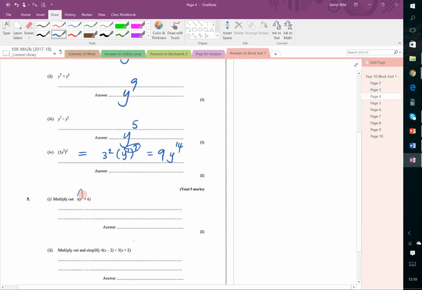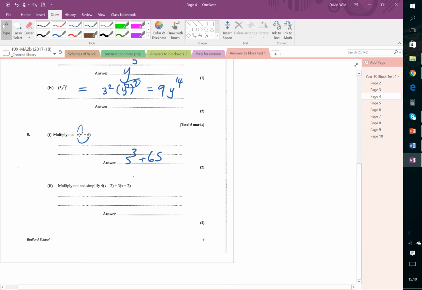Next is just multiplying out the brackets. S times s squared is s cubed, and s times 6 is 6s. Multiply these brackets out now. So we get 4x here, minus 8 there, plus 3x here, and plus 6 here. And then add up the x's, we get 7x, and minus 8 plus 6 is minus 2. So giving 7x minus 2 is our answer.